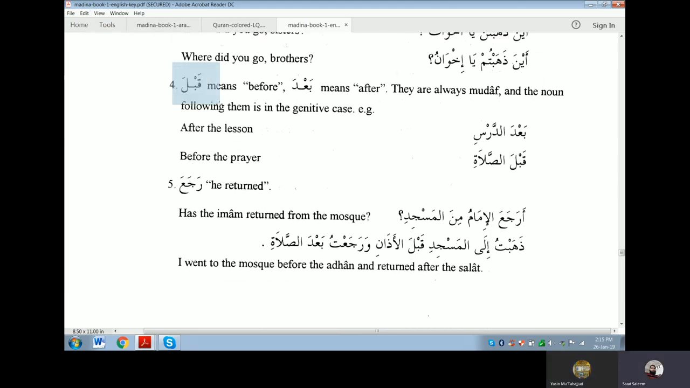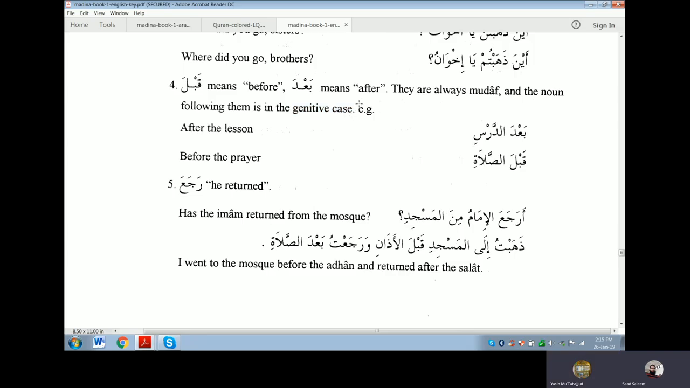Qabla means before. Bada means after. They are always mudaf, and the noun following them is in the genitive case. Genitive case means majrur. Majrur means kasra. The word which has kasra as its end is called genitive case, majrur.